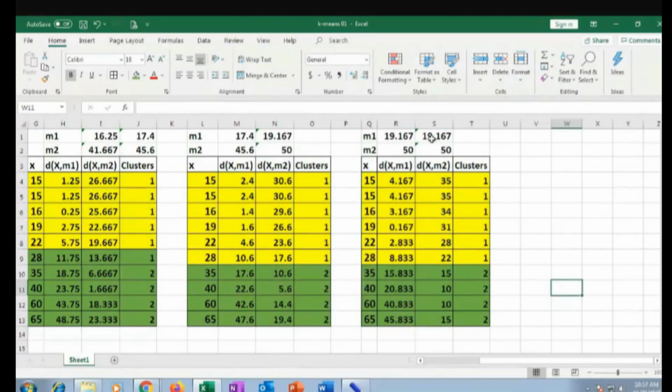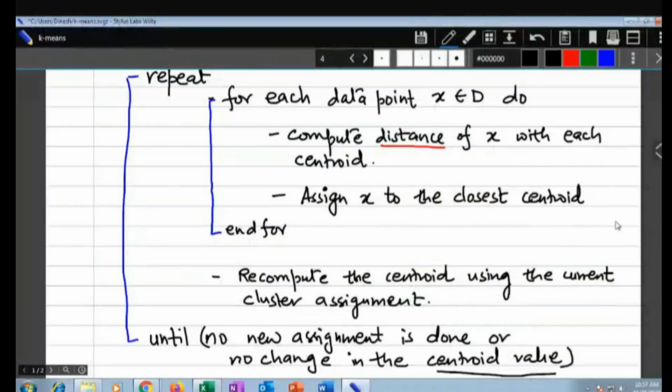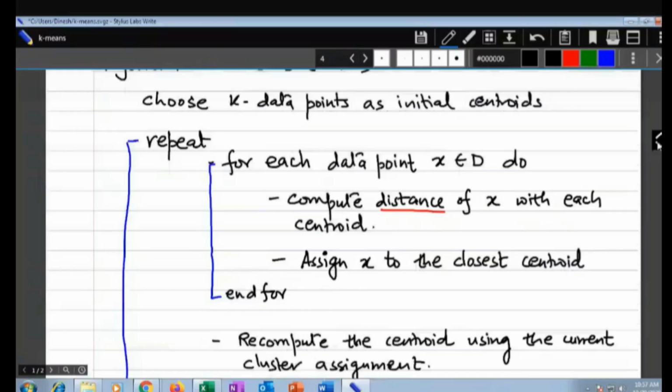And their final centroid value will be 19.16 and 50. Okay, got it? So you may have understood why I have done it in Excel, because doing all the calculation you need a calculator. So be sure that you carry a scientific calculator when you go for examination. It is allowed in the examination, okay, for this particular machine learning paper. Okay, so again I'll repeat it.